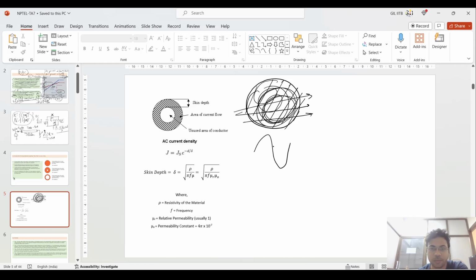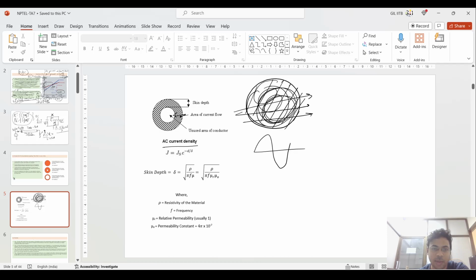due to this alternating nature, the whole area is not covered. The current flows to a certain depth, and below that certain depth it is not possible for the current to flow. So the current flows through the surface, not the inside.